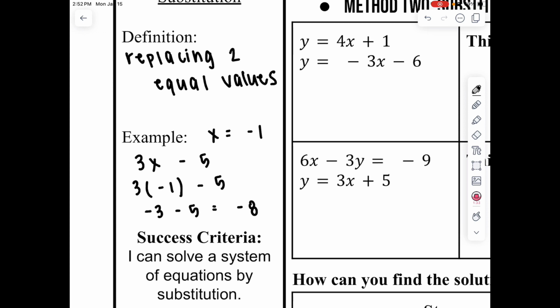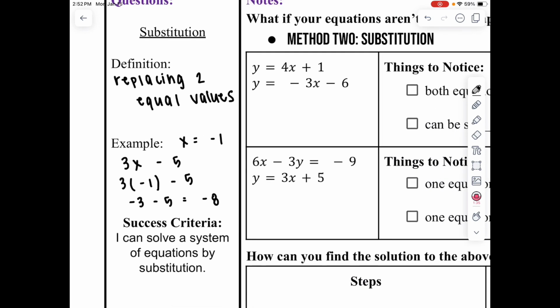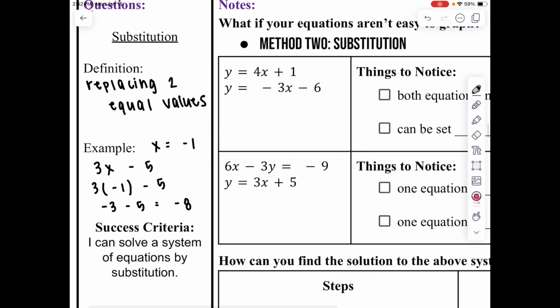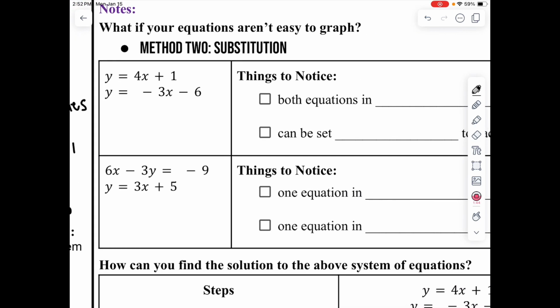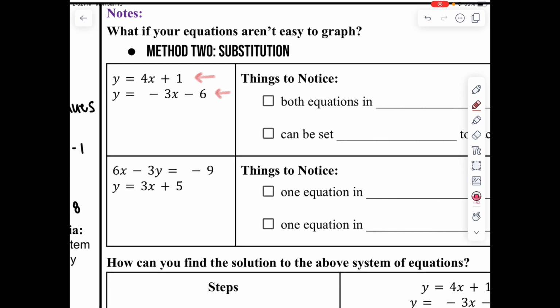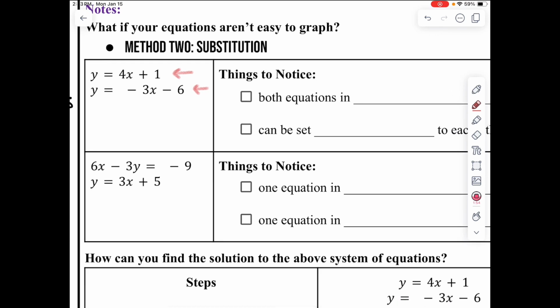So the practice of substitution is where we replace one value with another. Sometimes it might be another expression. It just sort of depends. We have these two different representations of a system of equations where we might use substitution. The first one is where y is equal to 4x plus 1. That's the first equation. And the second equation is y equals -3x minus 6.